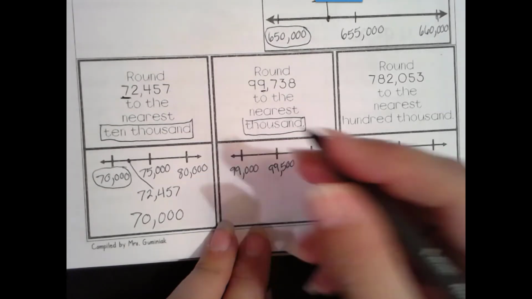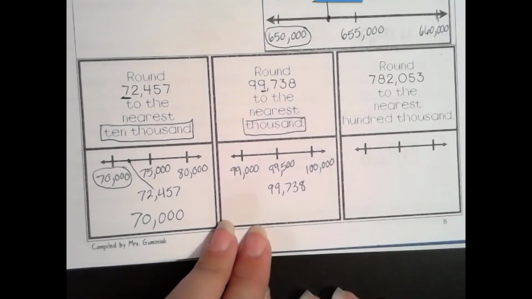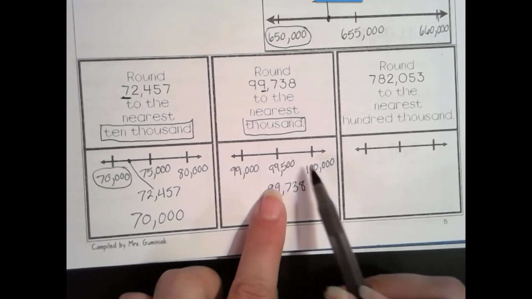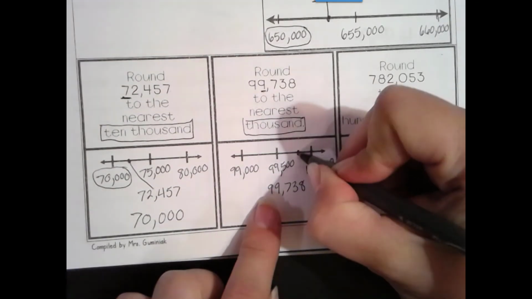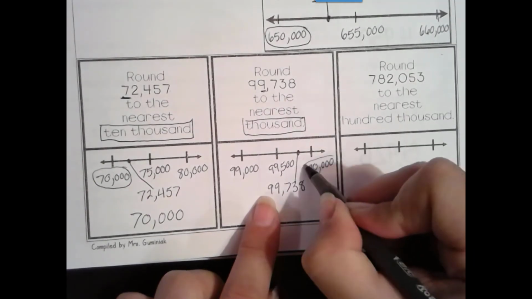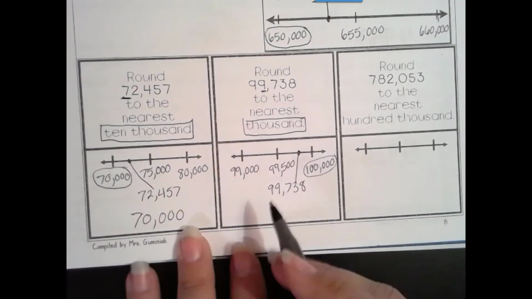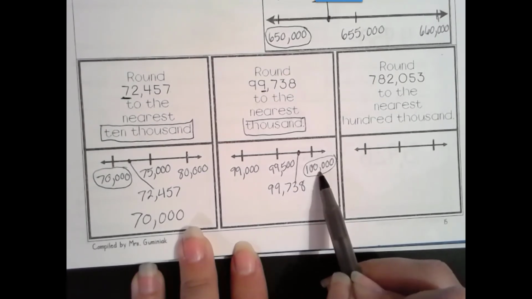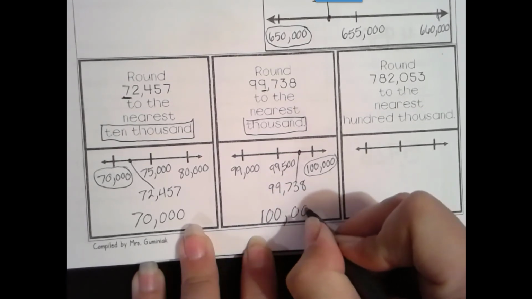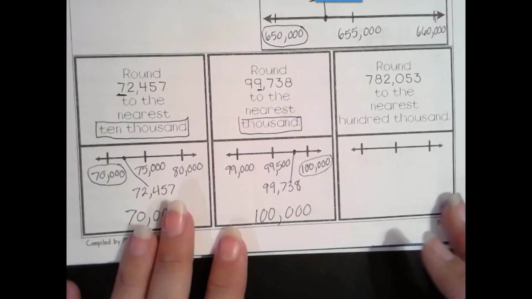Now we want to see where 99,738 would go. Is this 738 less than this 500 or greater than this 500? It is greater. It's going to be on this side. So that means it is closer to being 100,000 than 99,000. I keep misspeaking today. So the nearest 1,000, if I round it, would be 100,000.